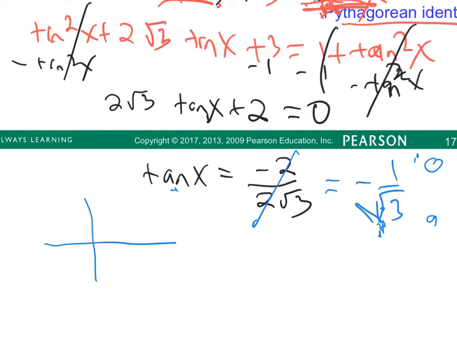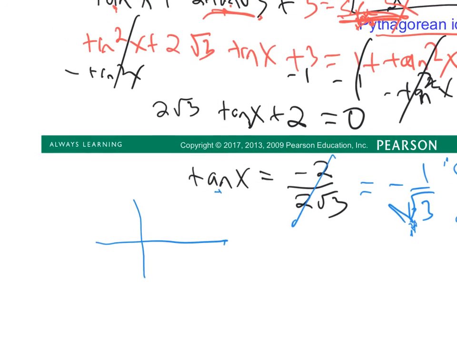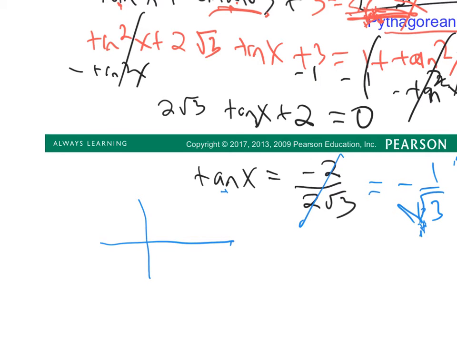And what triangle? It's negative, so I've got to be careful. Where's tangent negative? Tangent's negative here, tangent's negative here. There's my x, there's my x. I want 1 over the square root of 3, opposite over adjacent. This opposite's negative, this opposite's negative. This, ooh, I messed up. Tangent's not negative in both those quadrants.